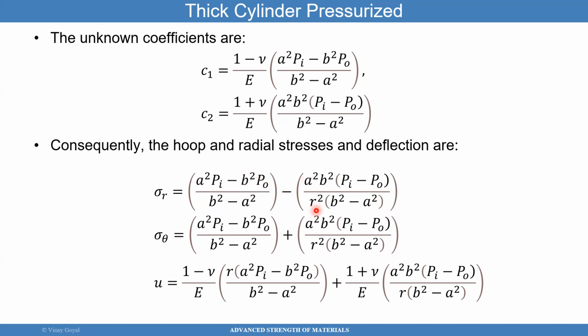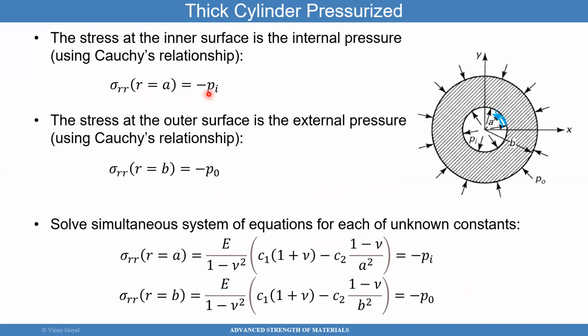Minus, and then you see an R squared here in the denominator. I don't know R, but I can vary R. So I can actually plot sigma R versus R because I know A, B, Pi, and P naught. So in this equation, sigma R varies relative to R. You can quickly see, or maybe it's not that quick, but you can probably check that if you put R equals A right there, you recover exactly the boundary condition, the Pi. And if you plug in R equals B, you will recover P naught.